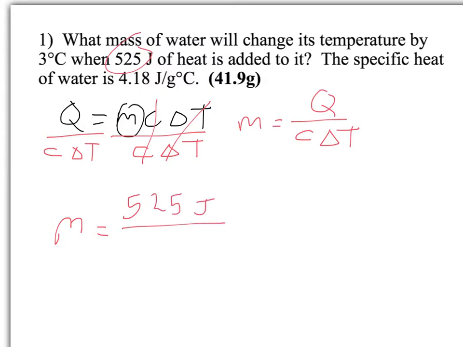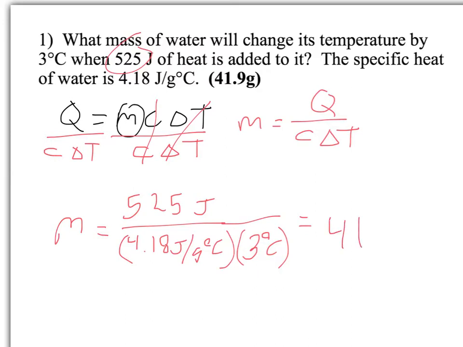divided by, the value for C is 4.18 joules per gram degree Celsius. Apologize for the bad handwriting. And also the delta T, which is 3 degrees Celsius. When we take the 525 divided by 4.18, also divided by 3, we end up with 41.9 grams. It's a G, not a J.